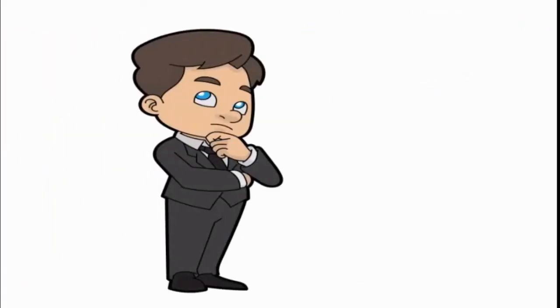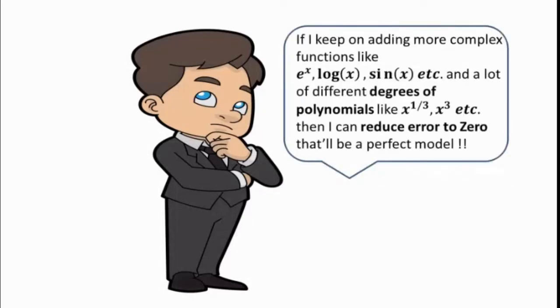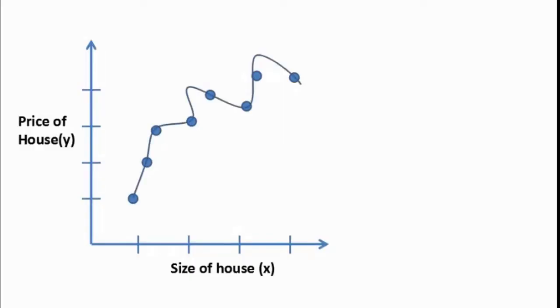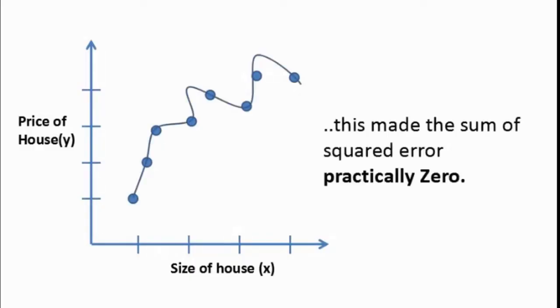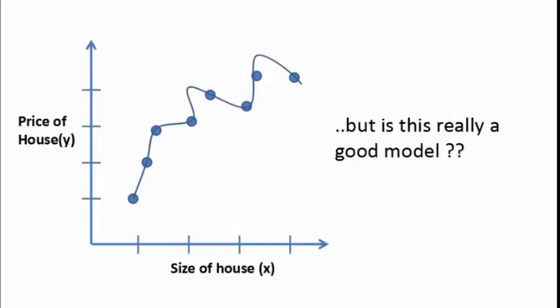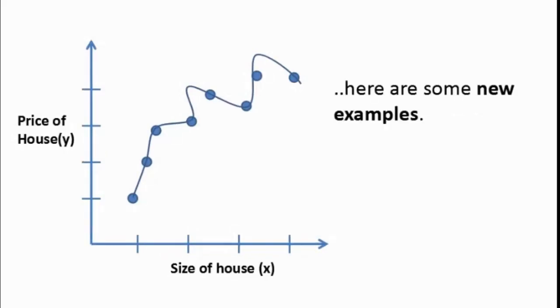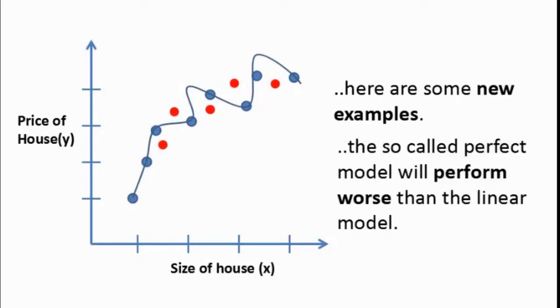That's when it hit him. He thought, if I keep on adding more complex functions like exponential, logarithmic, sine of x and a lot of different degrees of polynomials, then maybe he can reduce the error to 0, which will make it a perfect model. And so he built this. This made the sum of squared error practically 0. But is this really a good model? Let's see, with the help of some new examples. We discover that the so-called perfect model will perform worse than the linear model.